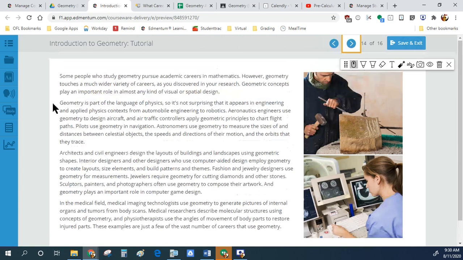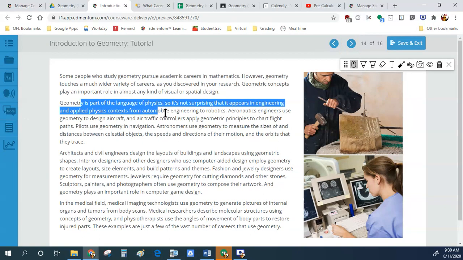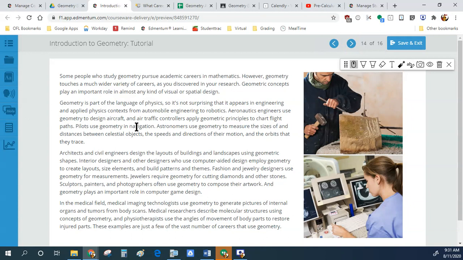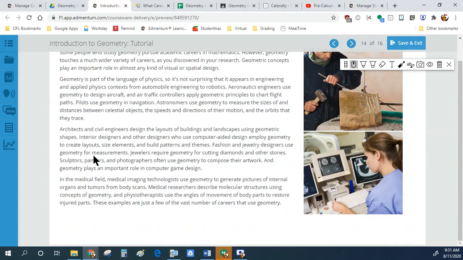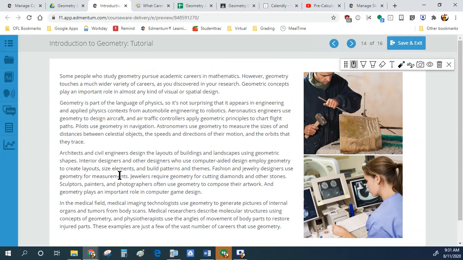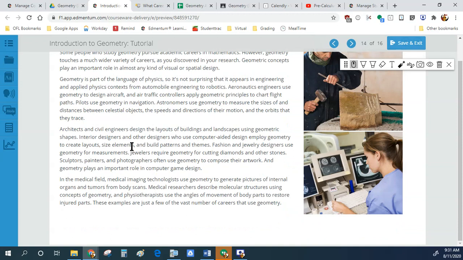So then some people who study geometry, academic. So obviously, like, for example, me, I took a few classes in geometry and I'm teaching it. So obviously teachers do it. Physics uses it a lot. So that's why I always talk about physics and stuff. Architects, medical fields. And the reason why I'm going over this a lot is because there are questions about careers with geometry.